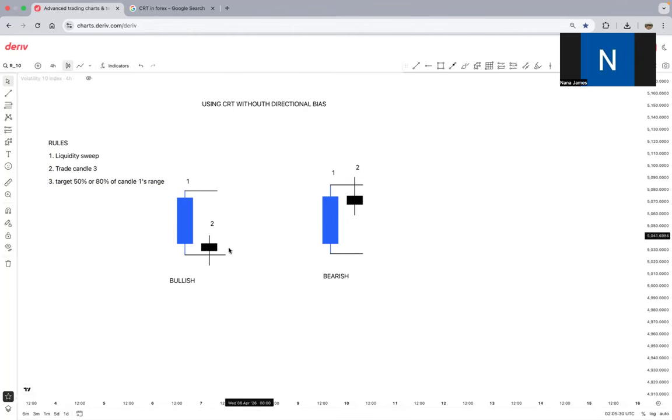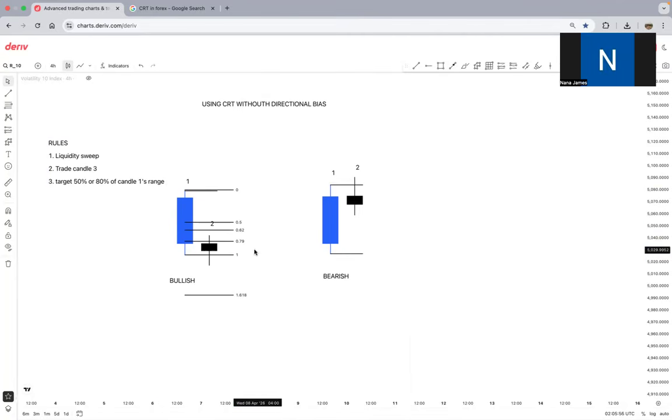Then number two, the second rule is that we are going to trade candle three. So once candle three opens, we are going to look for entry whilst it opens. All right. And then number three is we are going to target 50% of the range or 80% of candle one's range. So this is candle one.